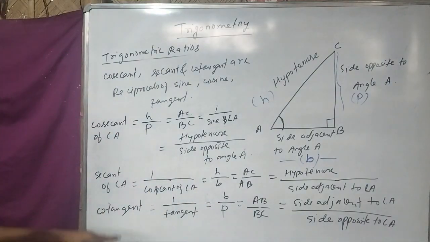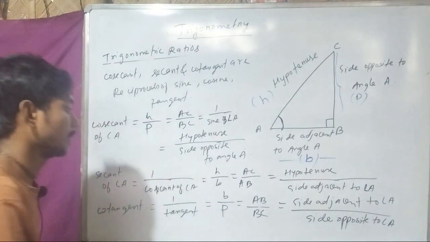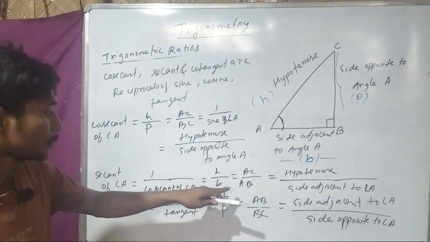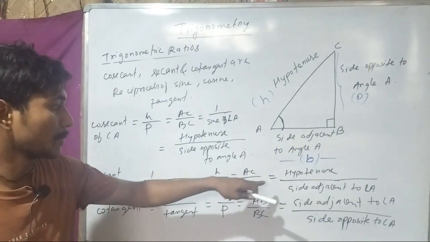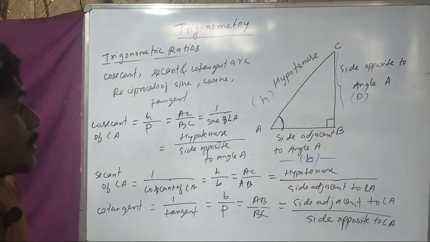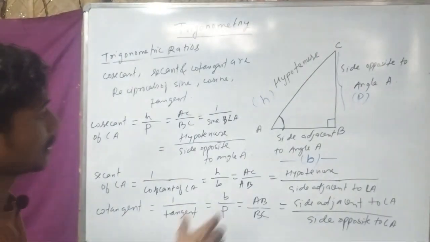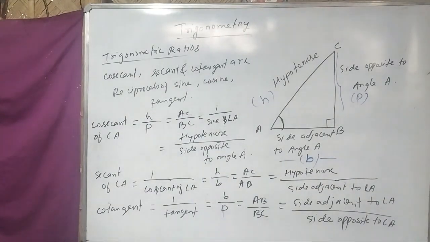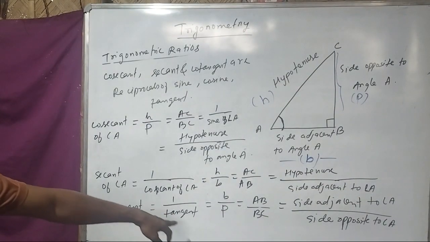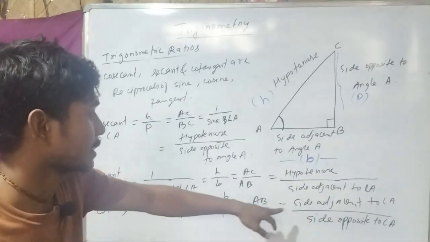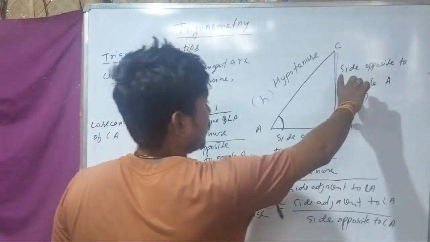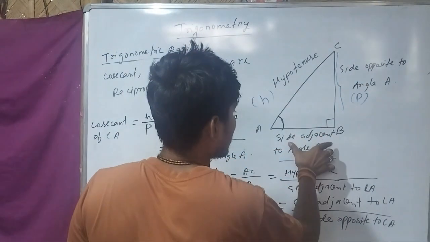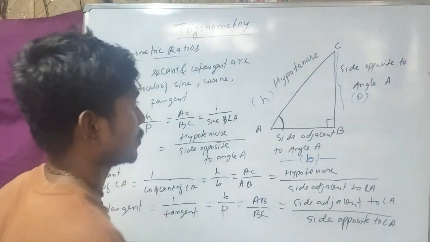Now see, secant of A means 1 by cosine of angle. It is a reciprocal of cosine, na? So h by b. AC by AB, that means hypotenuse by side adjacent to angle. This side, na? H by base, side adjacent to angle. Now cotangent means reciprocal of tangent. It's 1 by tangent, B by P. That is side adjacent to angle divided by side opposite to angle.